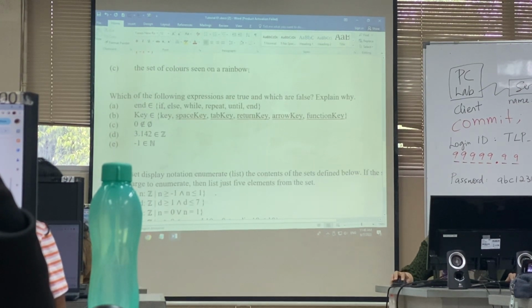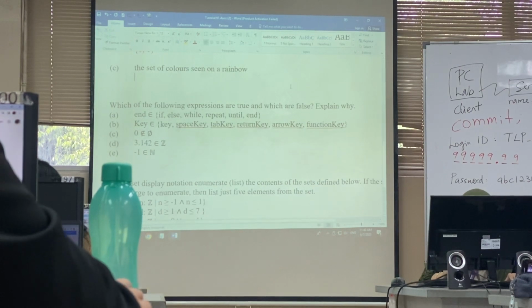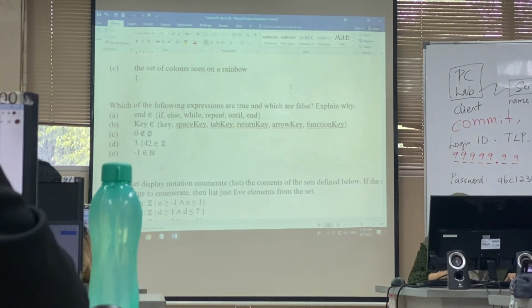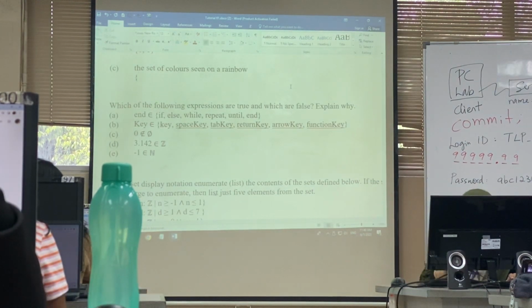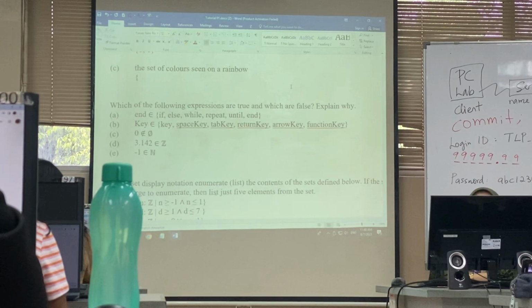Colors of the rainbow, write down yourself. I also don't remember the colors of the rainbow. Seriously, I cannot remember. So you write down this answer. I provided the question, but I also cannot remember the answer.